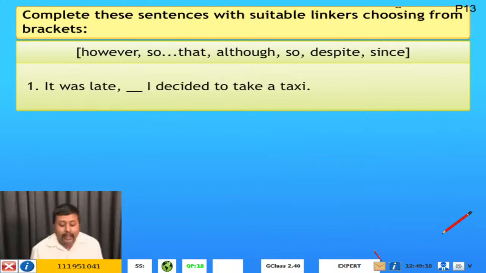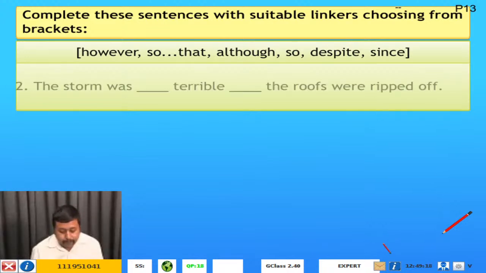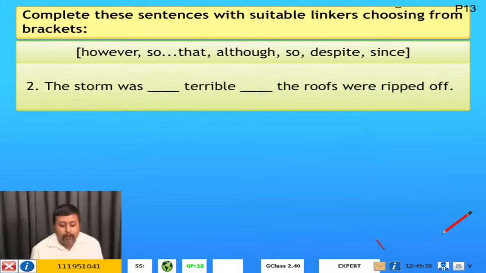So first sentence was, I was late, thus I decided to take a taxi. So what could be the answer? Very good. It's so. I was late, so I decided to take a taxi. The storm was dash terrible, dash the roofs were ripped off. So we have two ideas here. So when we have two ideas, what could be the linker? Very good. It's the storm was so terrible that the roofs were ripped off.